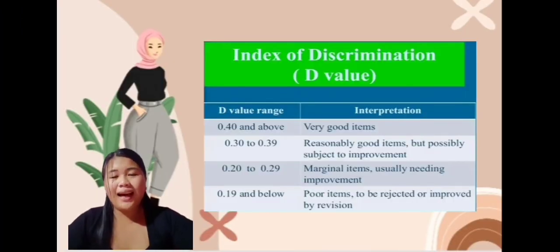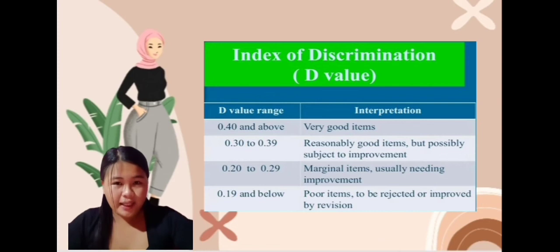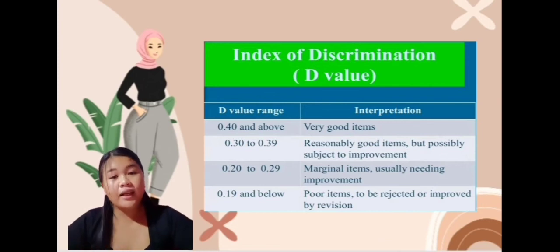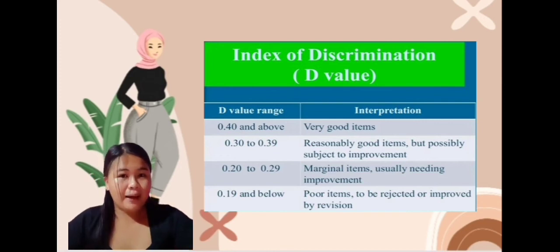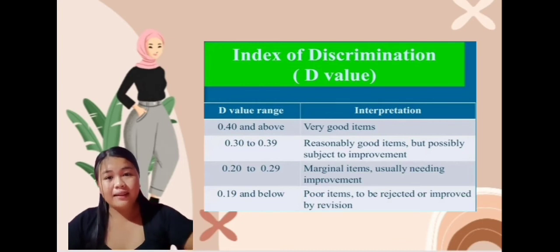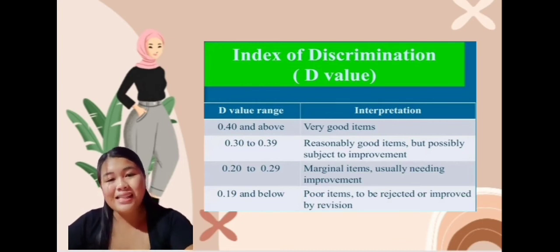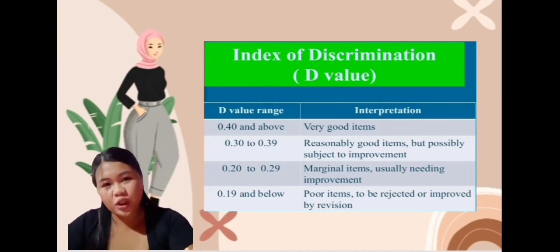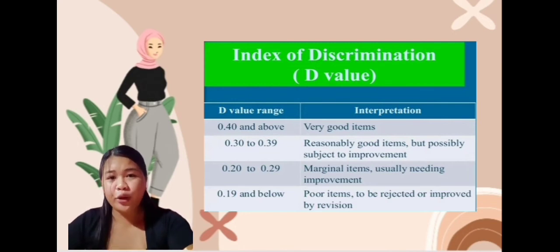Nakita man nato nga naay D-value range nga na-assign interpretation sa kilid. So, sa matag percentage, there is an interpretation, whether it's good or poor ba siya. Then, if ang D-value range kay 40% and above, its interpretation is very good item. Very good kay siya nga kanang ato nga number kay daghan ang nakakuha sa correct nga answer.